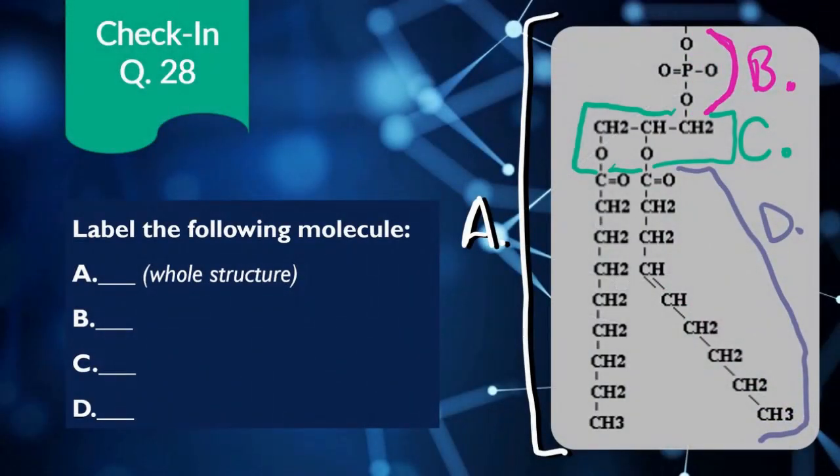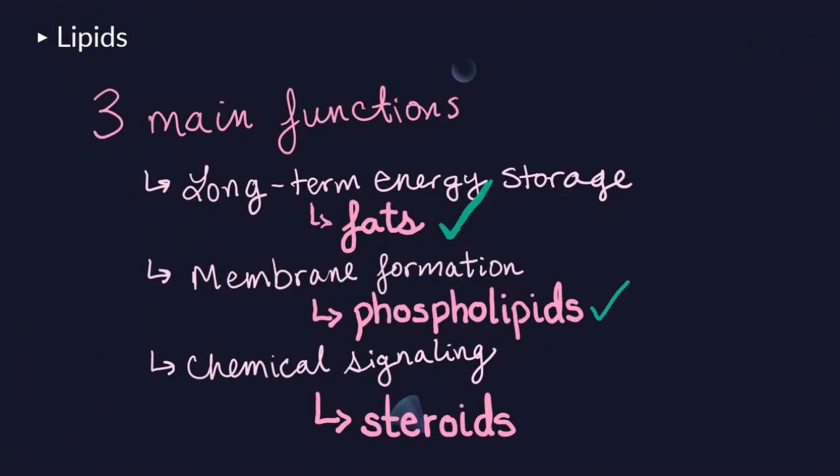So diving into check-in 28. Go ahead and evaluate the structure on the screen and label the following molecule. Be sure to label what the name of the structures are, as well as whether or not they're hydrophilic, hydrophobic, or amphipathic. So that's phospholipids. Now let's move on to discussing steroids.